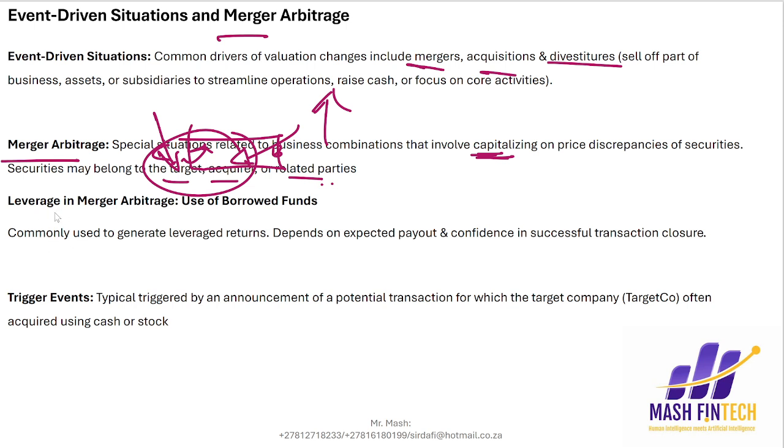Leveraged debt in merger arbitrage, this is the use of borrowed funds, and these borrowed funds are used to generate leveraged returns. It depends on expected payout and confidence in successful transaction closure.